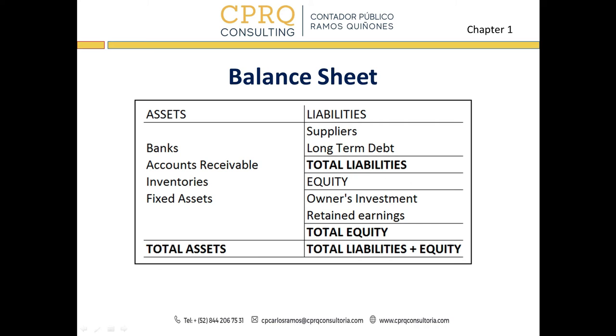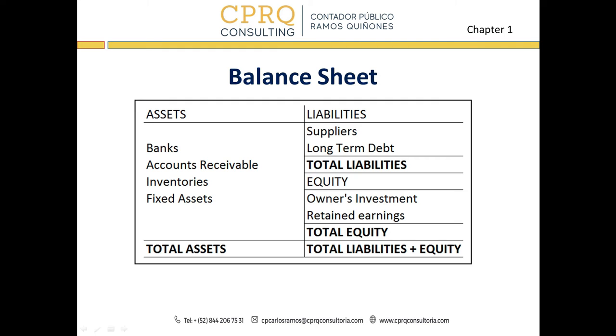In the image we have as assets the main accounts, like cash and banks, accounts receivable, inventories, and fixed assets. In this part we put what the business has, the rights that the company has. In liabilities, we include the main accounts like suppliers and long-term debts. Here we put what the business owes, the obligations that are held by the company.